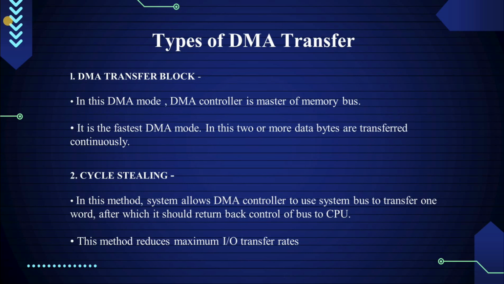Overall, the choice between DMA transfer block and cycle stealing depends on the specific needs of the system and the type of data being transferred. DMA transfer block is usually faster for continuous data transfer, while cycle stealing may be more appropriate for systems that require the CPU to remain in control of the system bus most of the time.